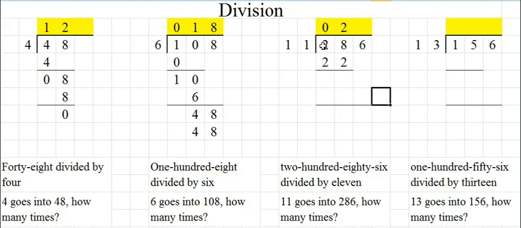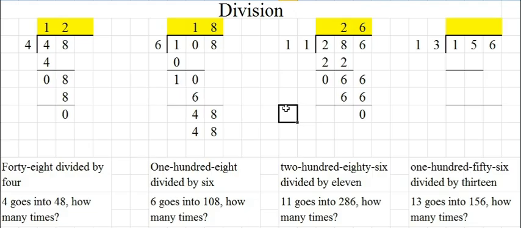Now I can subtract. 2 minus 2 is 0. 8 minus 2 is 6. And I will bring down the next number, which is a 6. 11 goes into 66 6 times. When I multiply, I would say 6 times 11, that will give me 66. 66 minus 66 is 0. So my problem is done. 286 divided by 11 is 26. In this case, I can take this 0 out of my answer now and the one from before.